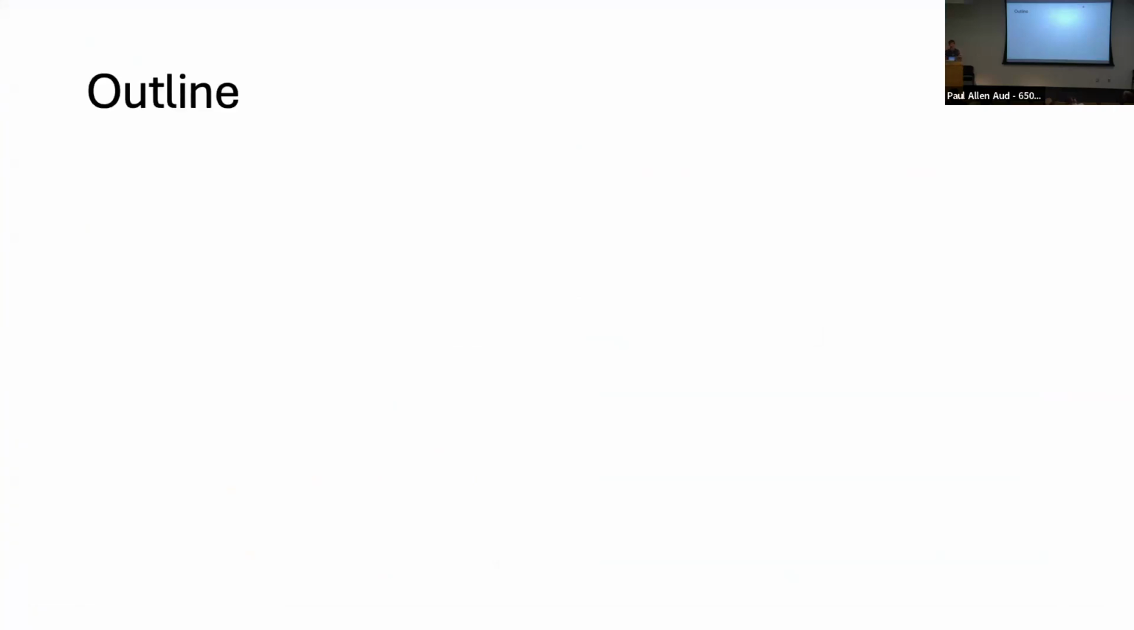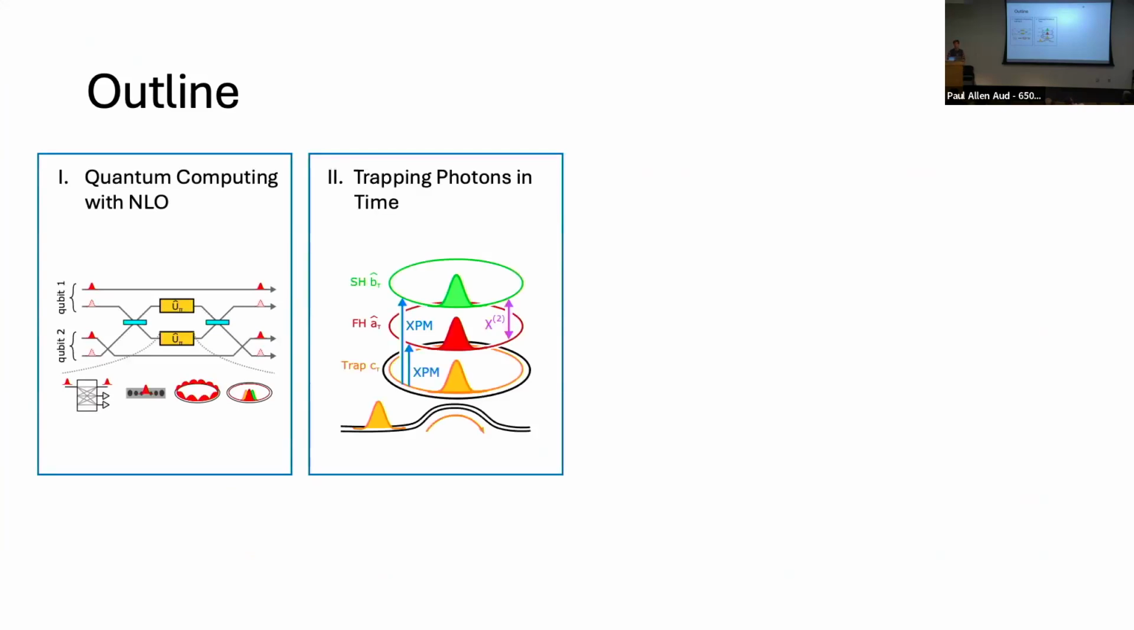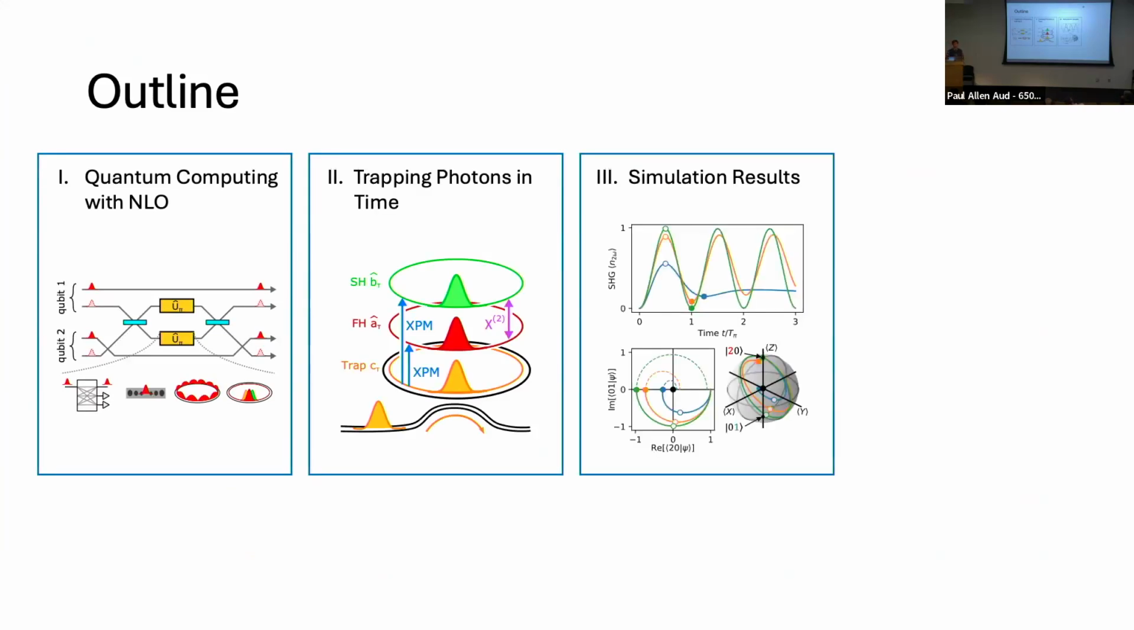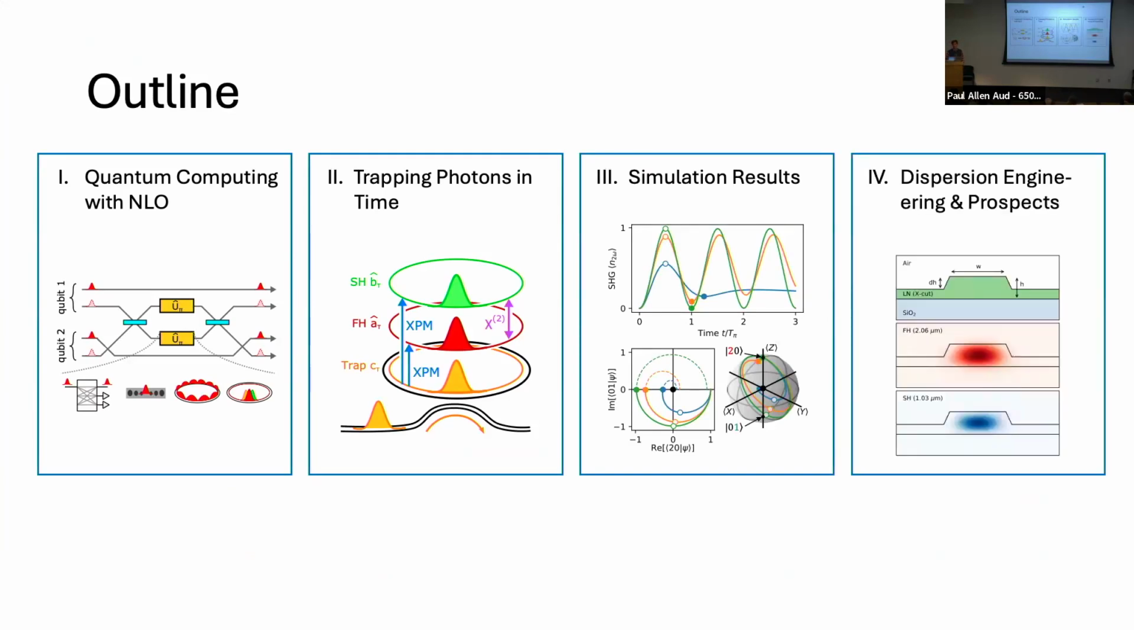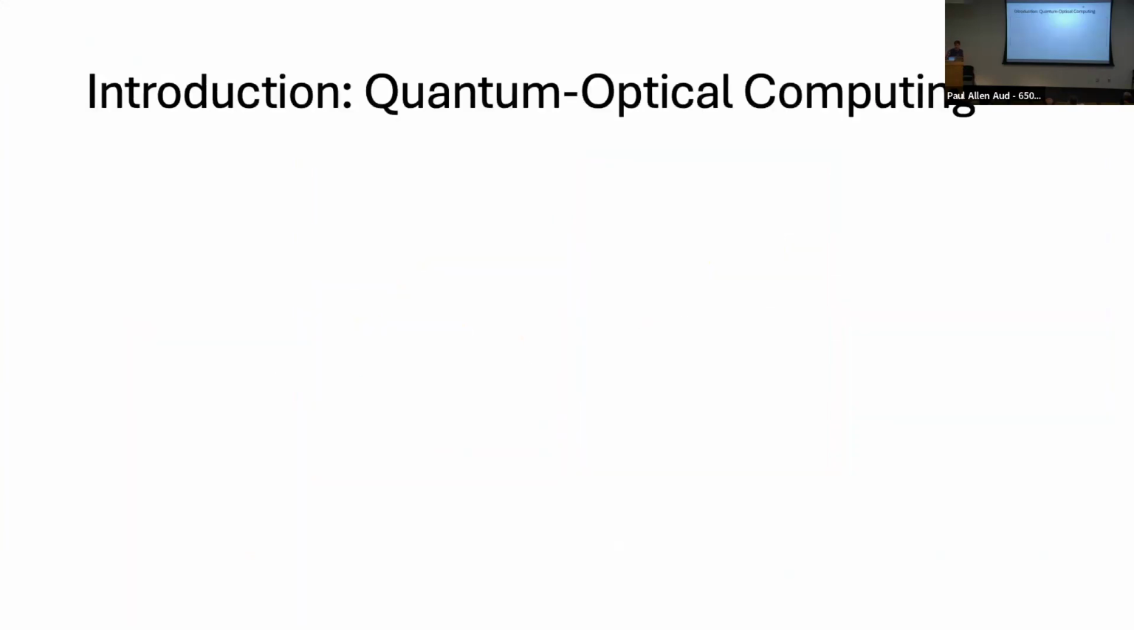So this part of the talk is about quantum computing with nonlinear optics, enabled by a new trapping mechanism to confine light in time. Currently, this is a theoretical result. I'm going to talk about simulations of gate fidelity, as well as an analysis of the dispersion engineering you need in order to make this all work. And putting this together, you have what I hope is a plausible new approach to quantum computing, although I think this is very long term.